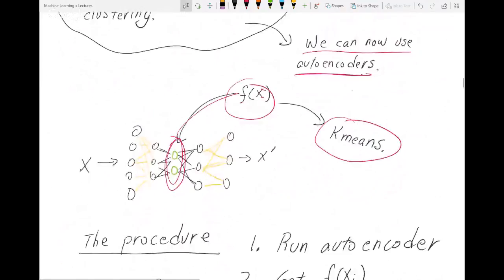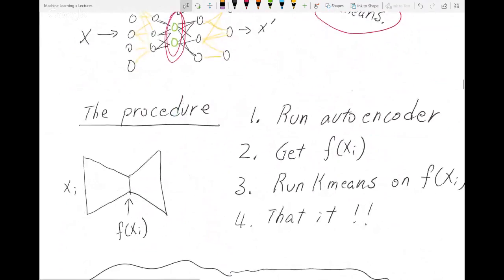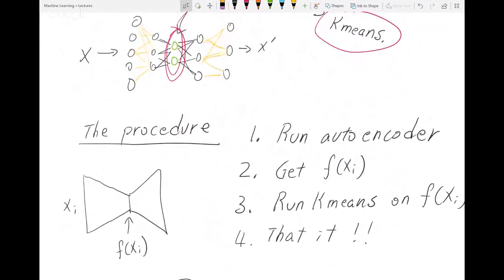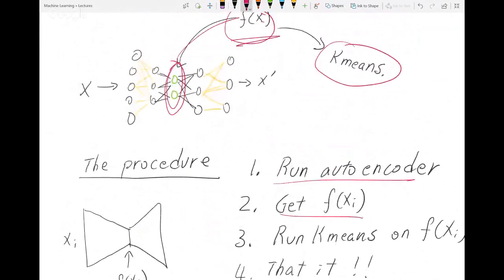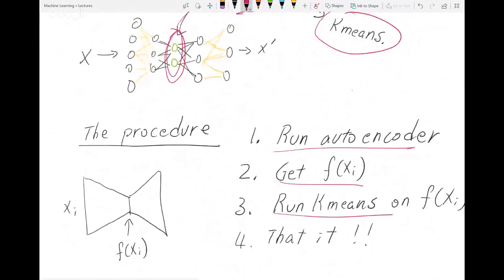I mean, the idea is pretty obvious. This is so simple. We run an autoencoder, get f of x, and then run k-means. Like, that's it. What's so special about doing this? Well, actually nothing. There's nothing special.